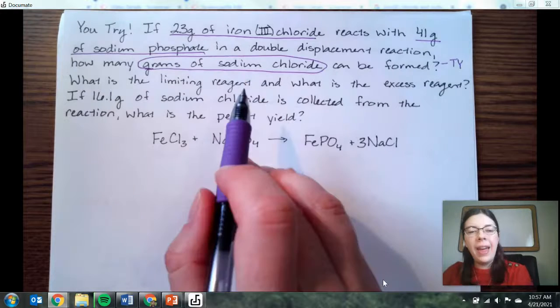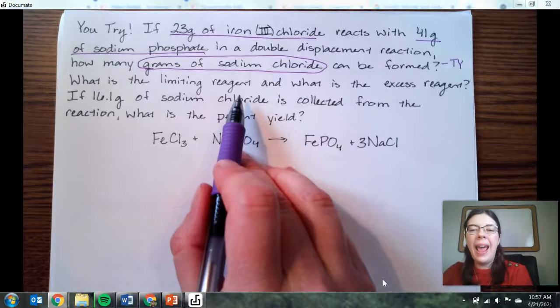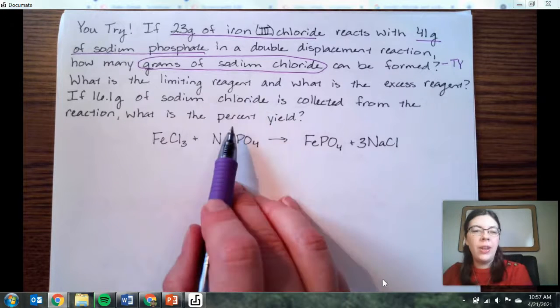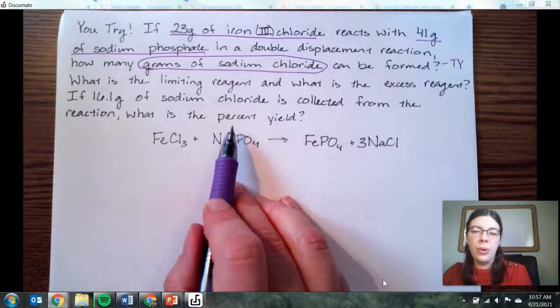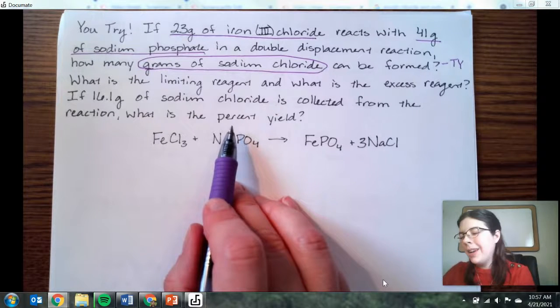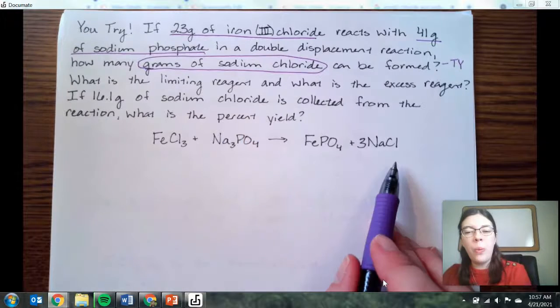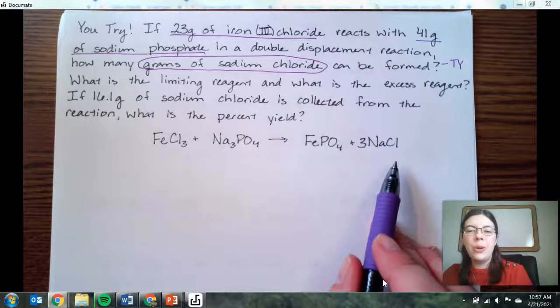The next step, once you have that, is to determine the limiting reagent and the excess reagent. And then finally, you're going to find the percent yield if you have 16.1 grams of sodium chloride that is collected from the reaction. Now, to give you a jump start, here is the balanced chemical equation. What I would like you to do at this point in time is go ahead, pause the video, try it on your own, and then once you think you have the answer, come back and check your work.